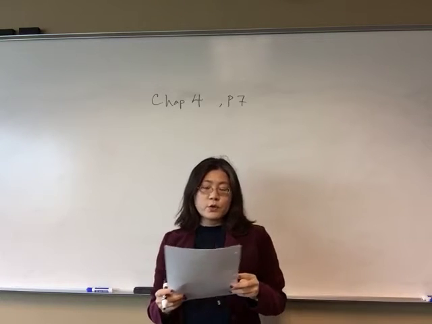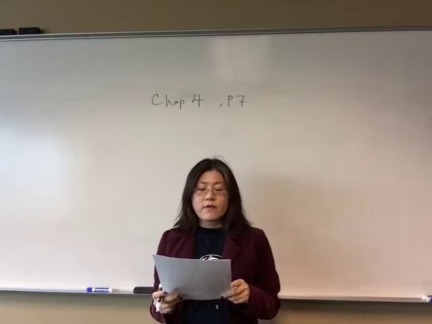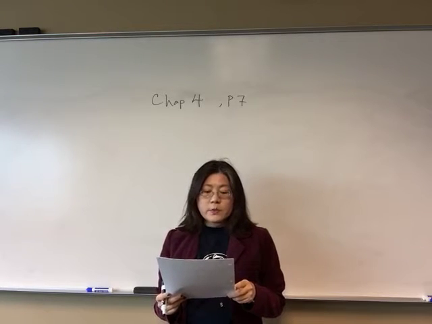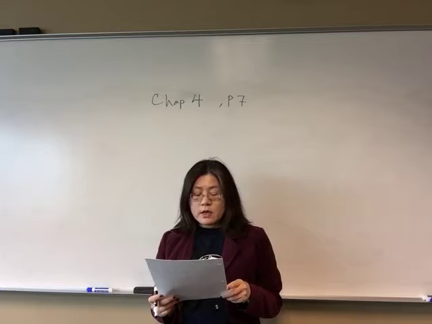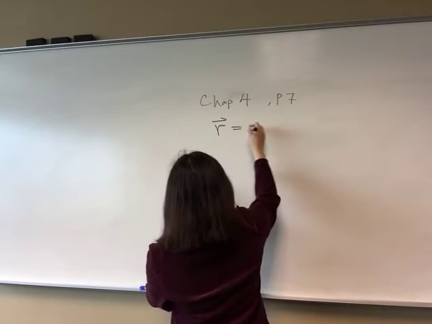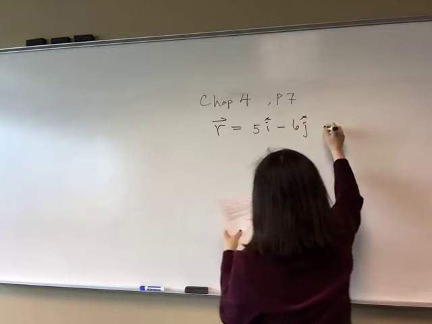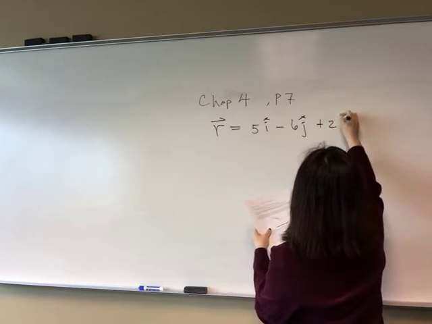Alright, so we're going to do problems from chapter 4. The first problem we're going to do is problem 7. An iron's position vector is initially here. So let me just write down your R here is 5i minus 6j plus 2k.